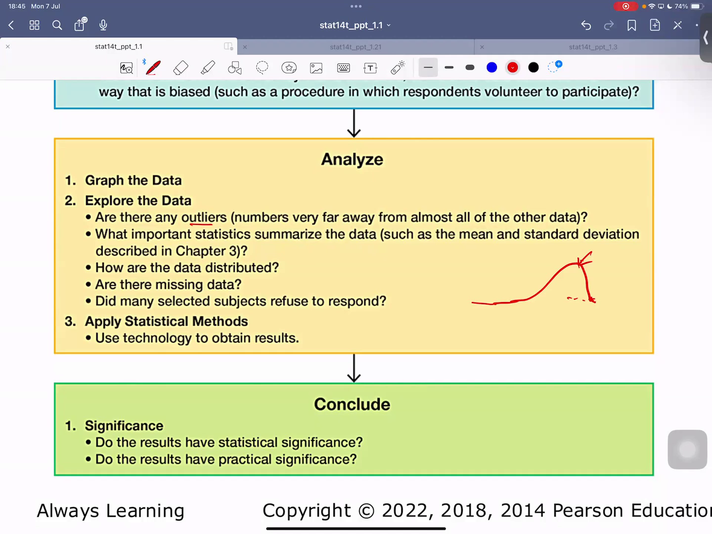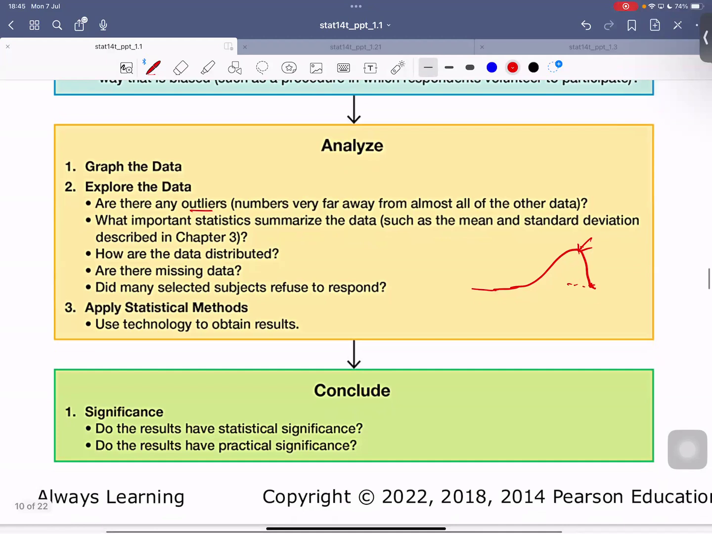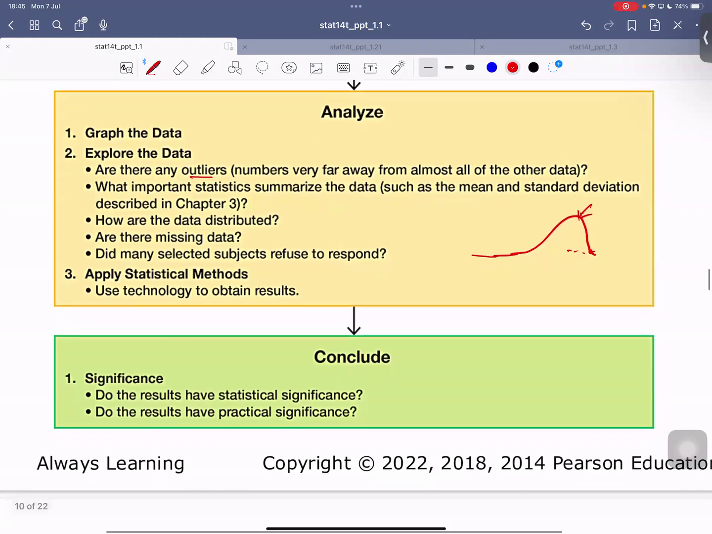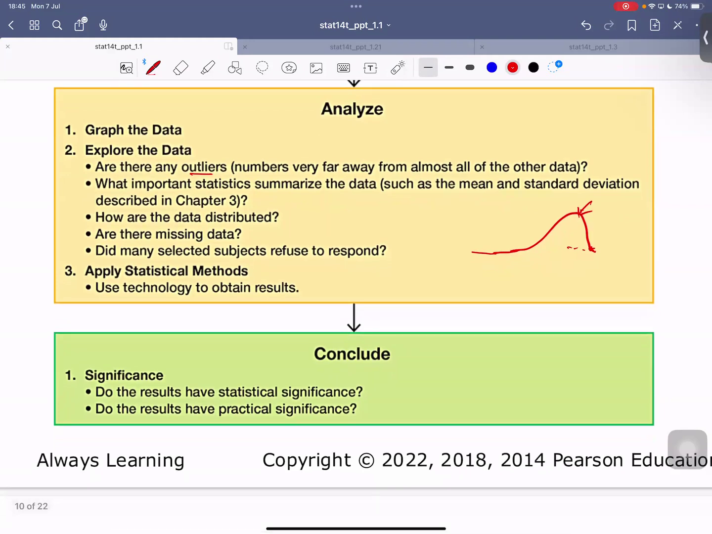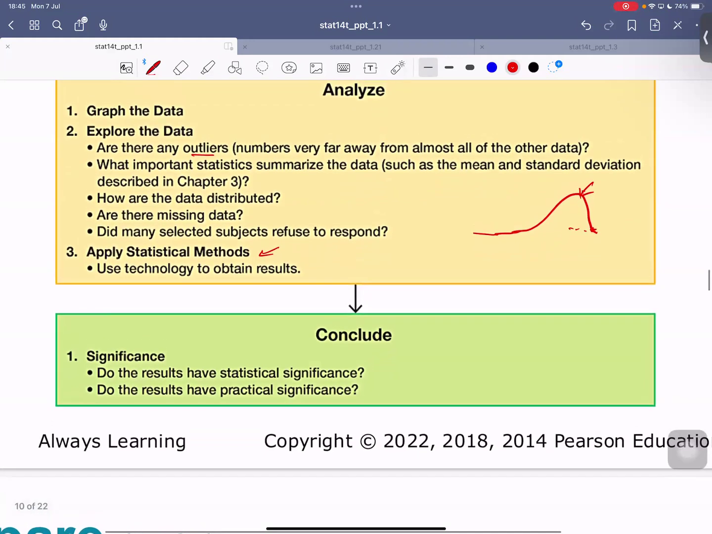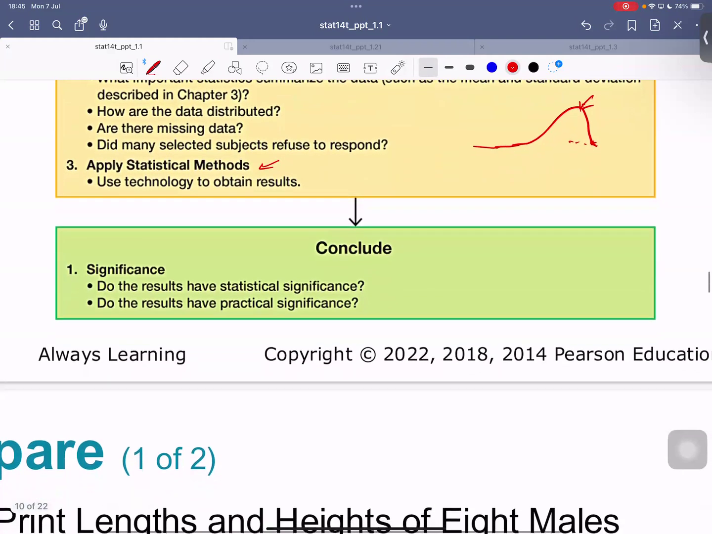What important statistics summarize the data, such as the mean and standard deviation? We'll study that as well. How are the data distributed? We have several types of distribution, such as the normal distribution and other types that we'll study later. Are there missing data, or did many selected subjects refuse to respond? And we apply statistical methods to obtain the results after analyzing the data. And then we make the conclusion.